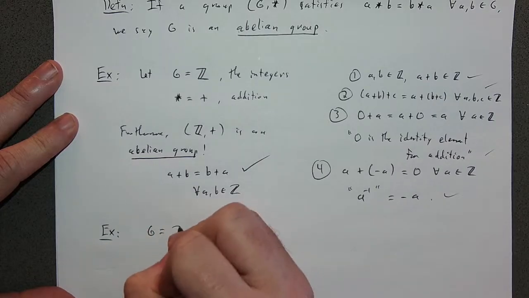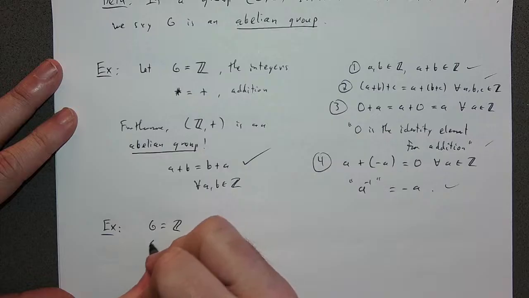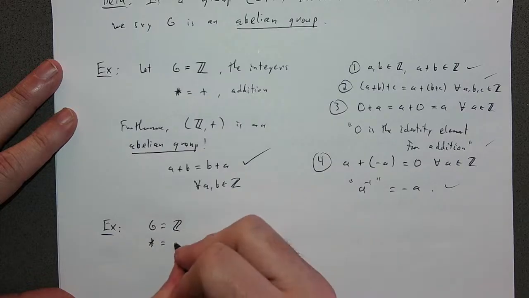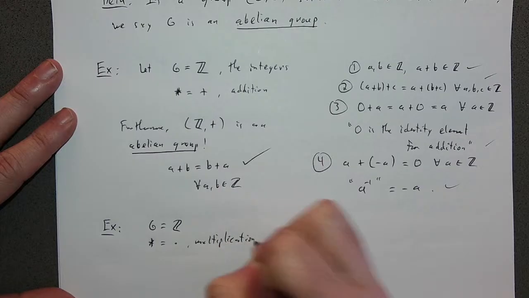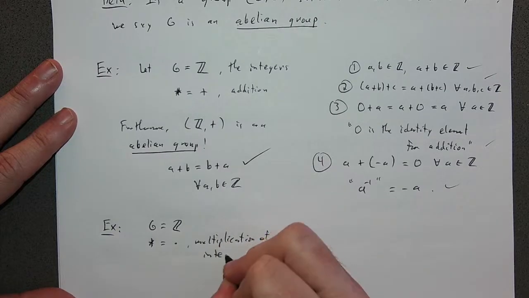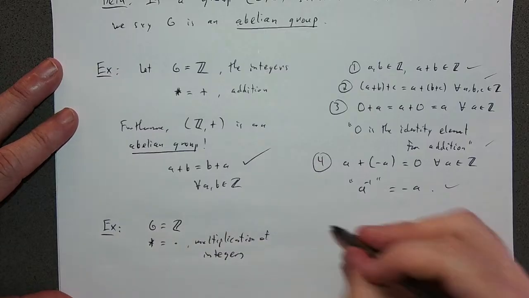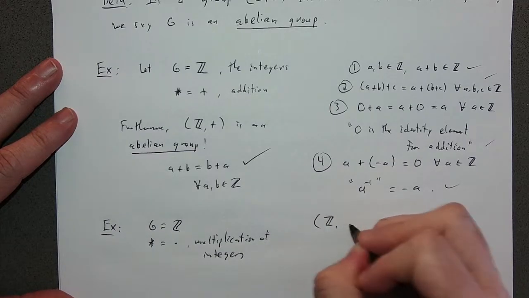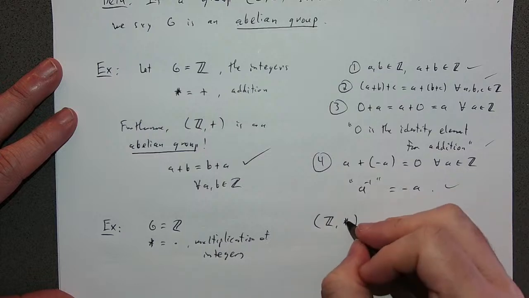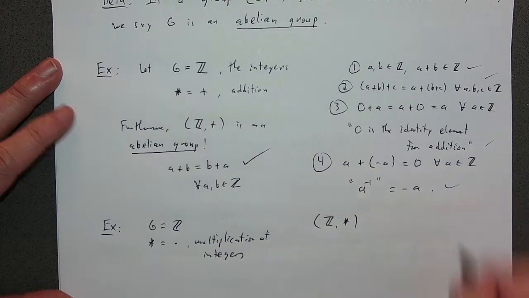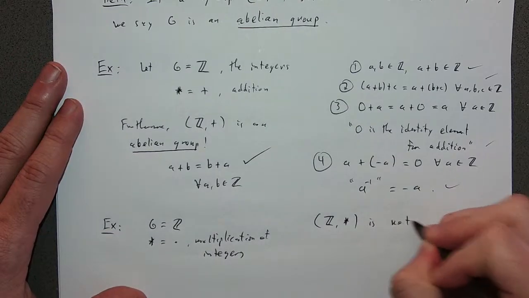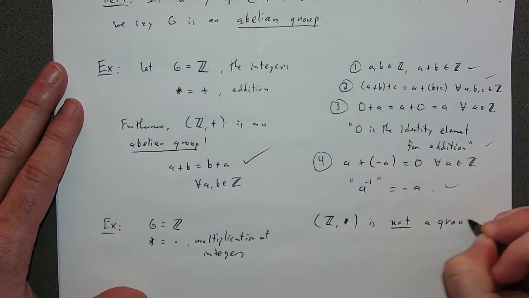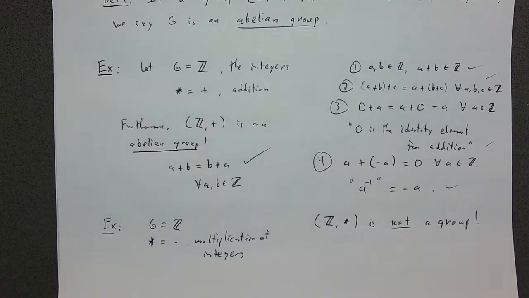If G is the integers and star is multiplication, so multiplication of integers, then what do you think? Oh, I should just say multiplication here, but whatever. Is this a group or not? It is not a group. Can you identify what goes wrong here?